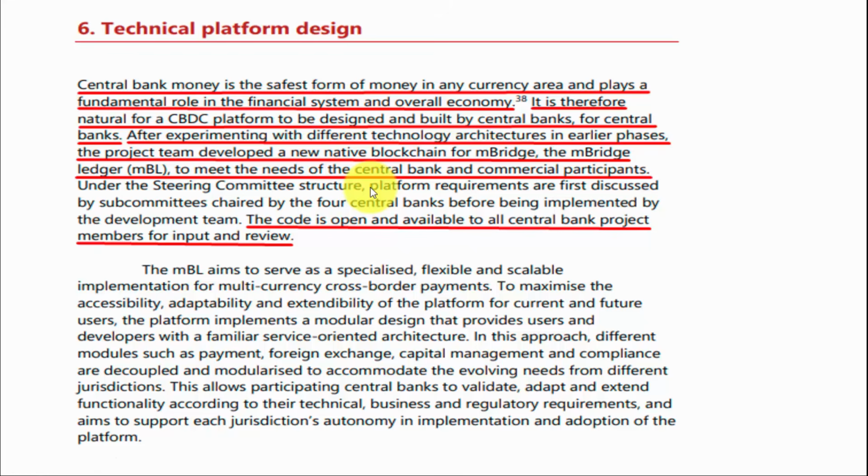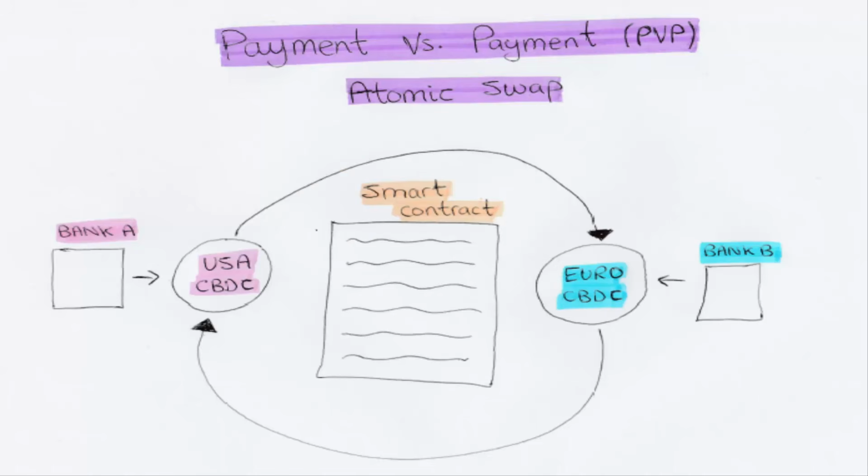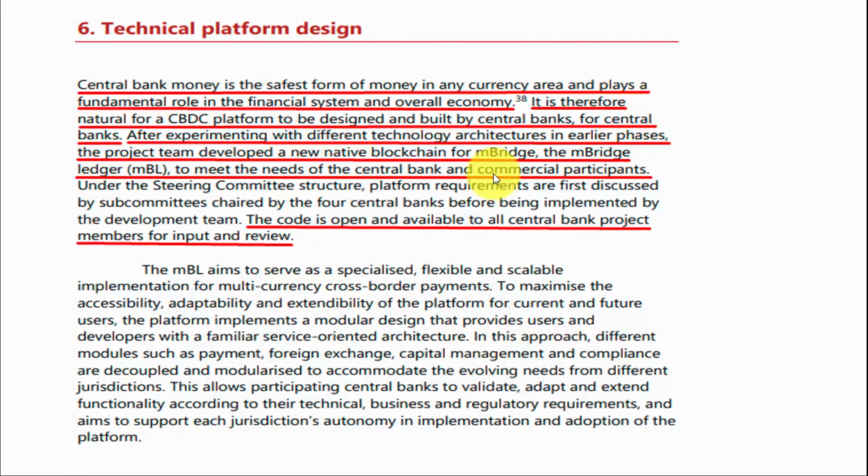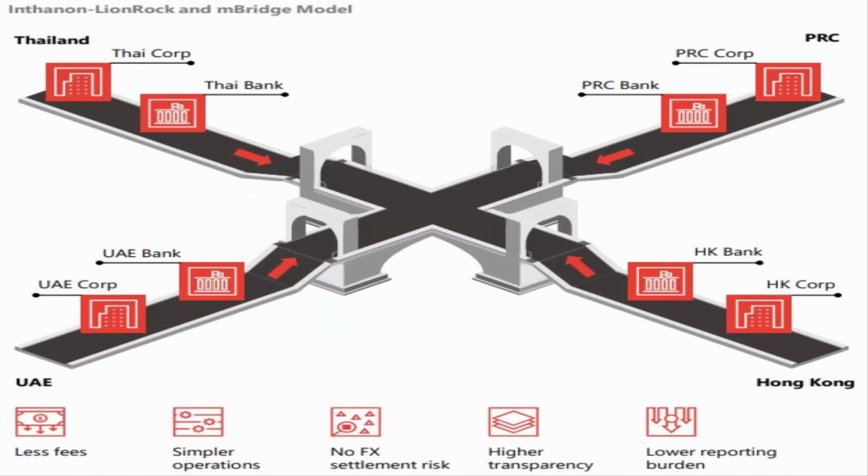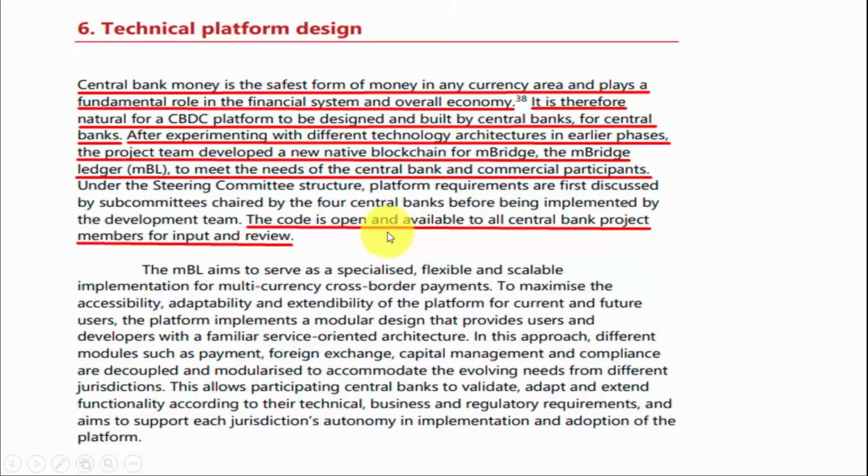And you can also see this with the way the system works, in terms of the types of payments that they offer, the payment versus payment. That's not how XRPL works, where it has atomic swaps, for example, between two CBDCs. The XRPL uses XRP as a bridging asset for the most part. Another thing to add: mBridge does not have a native token, whereas the XRPL has a native token, which is XRP, and mBridge doesn't. So the code is open and available to all central bank project members for input and review.